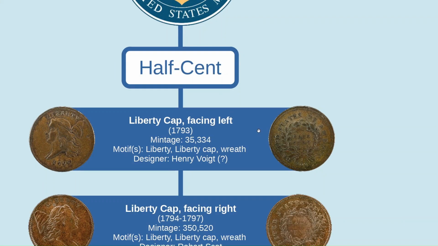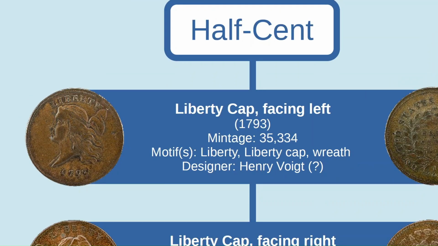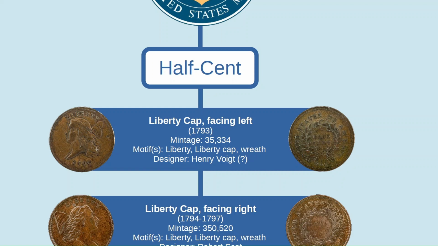The first design that they created was the Liberty Cap facing left design. Pretty obvious why. There's Liberty right there, the personification of Liberty, and she is indeed facing left. Now, the mintage for this version was 35,334, so pretty rare, especially for copies that survive until today.